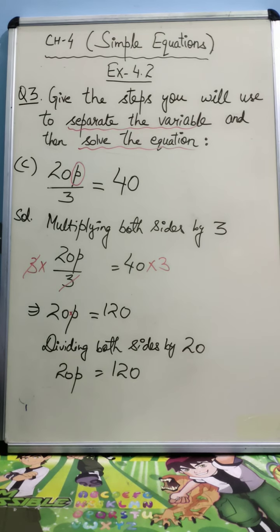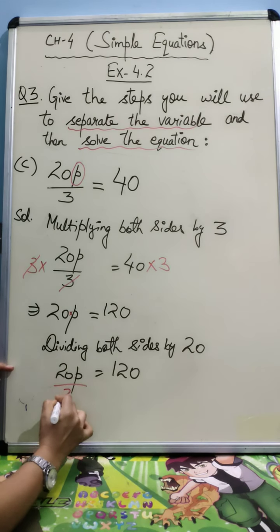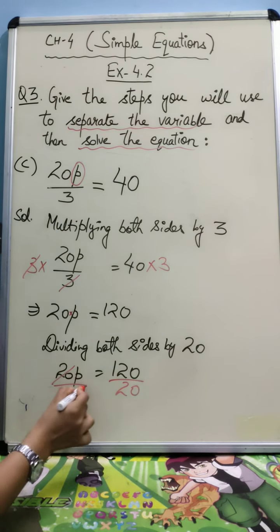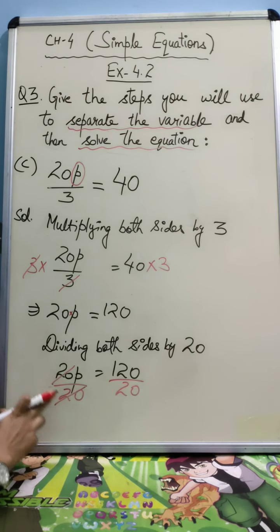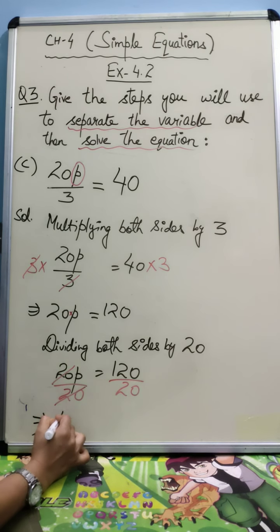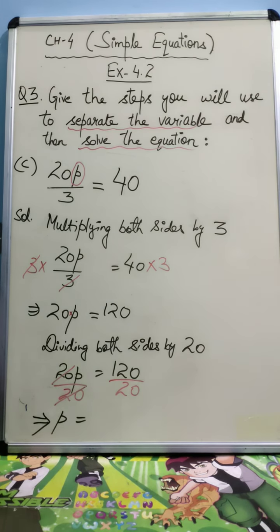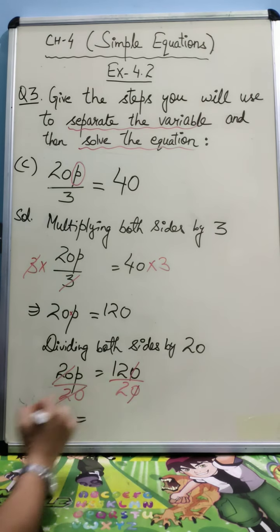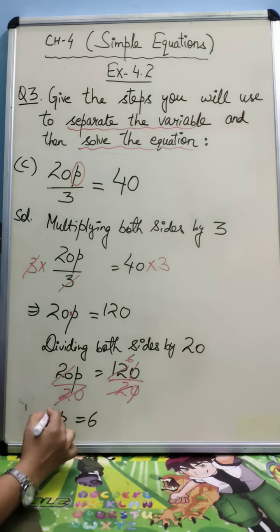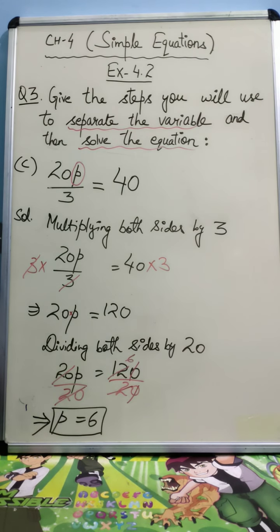So this was the LHS and RHS. So now when we divide both sides by 20, what we'll get? See, 20 and 20, one is in numerator and one is denominator, so they can be cancelled. So 20 divided by 20, 1. So what remains? P. And here 0 will cancel, and 2 sixes are 12. So p is equal to what? What remains? 6. So the value of p is 6.